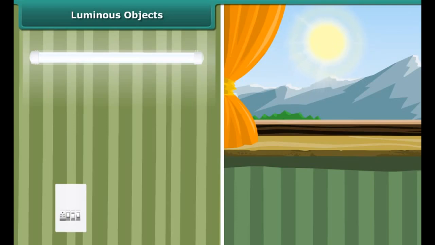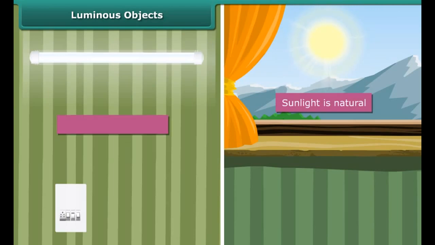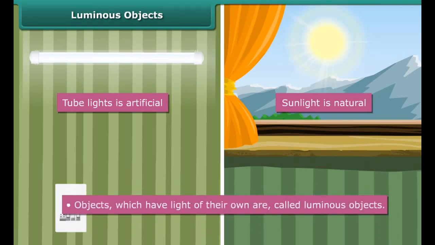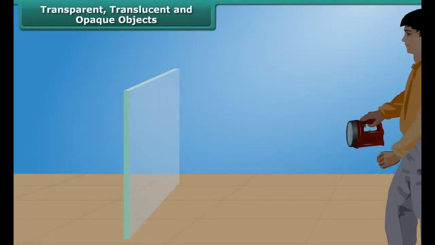You are getting late for school. You are not able to find your socks. You search for them in the cupboard. Since the cupboard is dark, you switch the tube lights on. Once you locate the socks, you switch the lights off because there is sufficient daylight. We just talked about two types of light: the light from the tube lights and daylight, which is the light from the sun. While sunlight is natural, light from the tube lights is artificial.